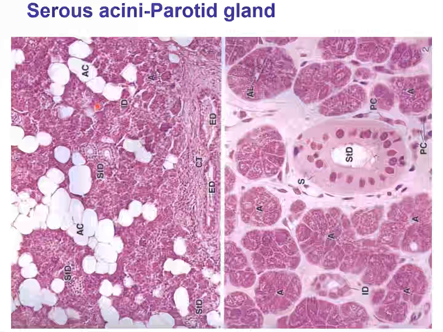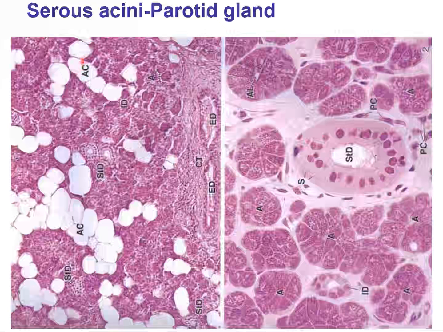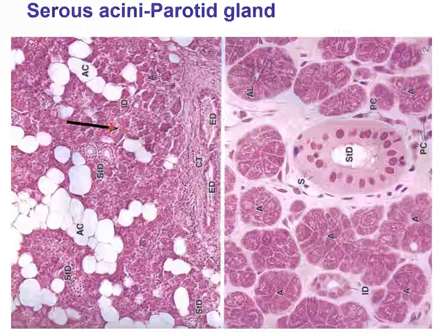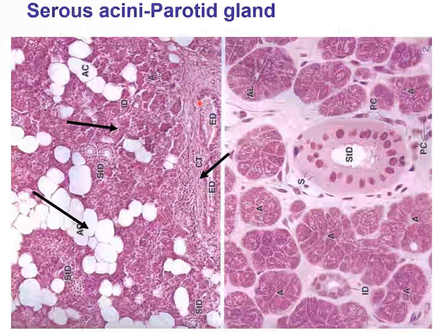Already I have mentioned the secretory cells of the serous acini take dark stain, and these are the areolar tissue. These are the serous acini, and these are the areolar tissue, and this is the ductular system. So these are the three identifying features of parotid gland, which is entirely serous.